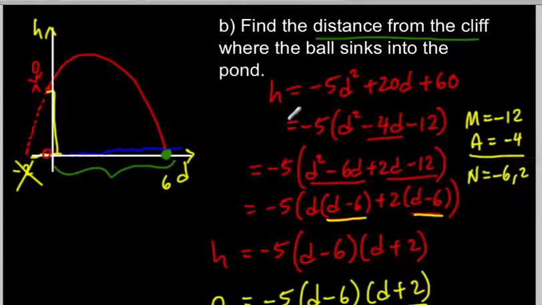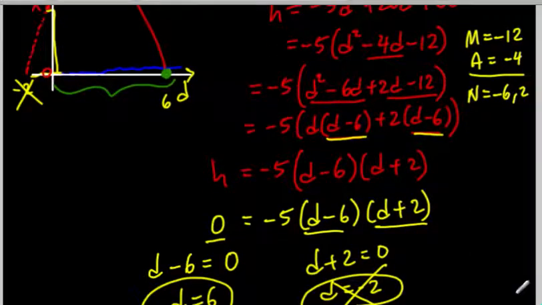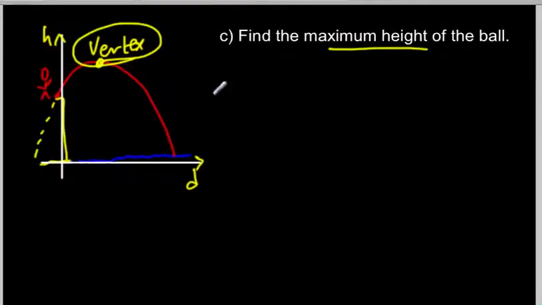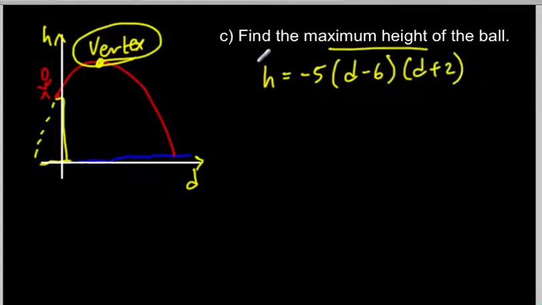And from the previous problem, if we go back to B, I observed that I could factor it as h is equal to negative 5 times d minus 6 times d plus 2. So this factored form is going to help me figure out what that maximum height is. And I drew it this way, so it's negative 2 over here and there's 6 over here. So our vertex is going to be halfway through, because remember, the axis of symmetry is halfway between the two x-intercepts. So let's find the axis of symmetry.